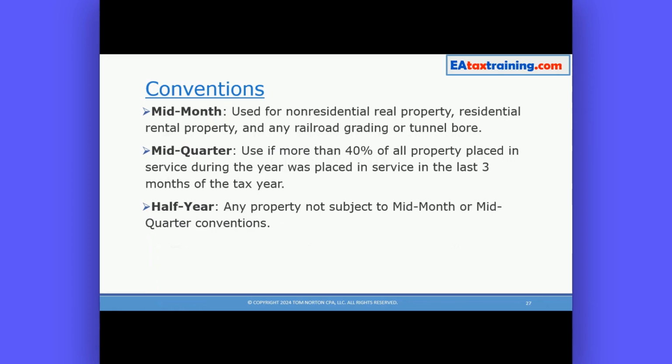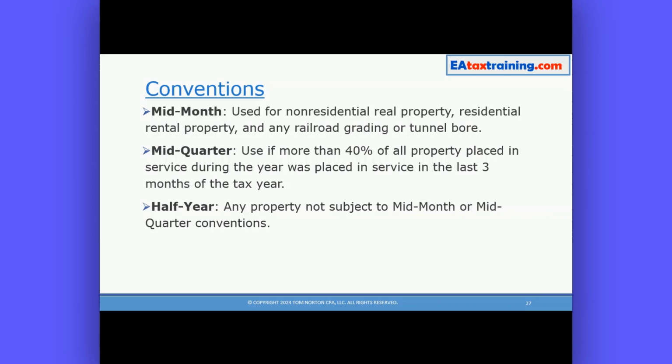The mid-quarter convention assumes it was placed in service in the middle of the quarter. And it is used if more than 40% of all property placed in service during the year was placed in service in the last 3 months of the year. So if we have that example where somebody bought everything in December, then they would be forced into this mid-quarter convention, because obviously if they bought all of it in December, then more than 40% of it was purchased during the last 3 months of the year. And so that would assume that it was placed in service in the middle of the fourth quarter.